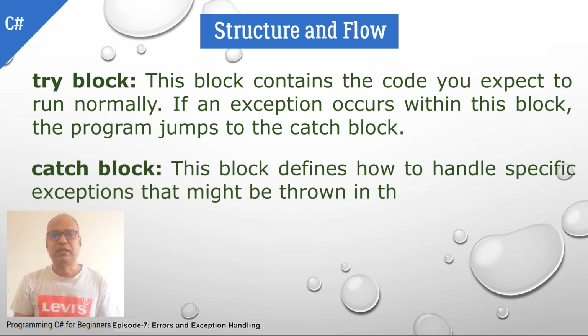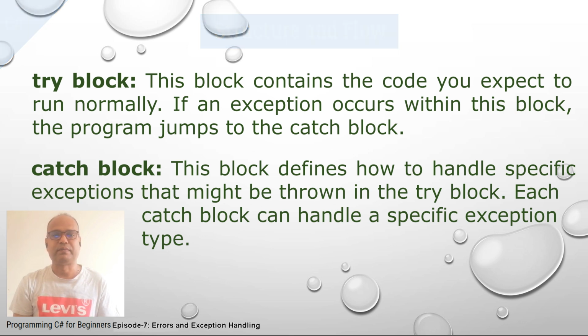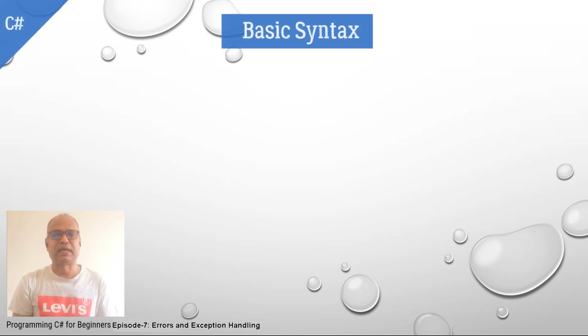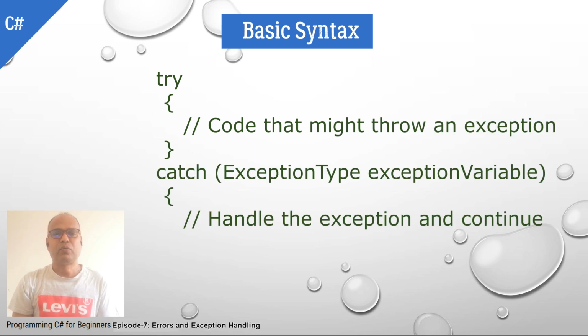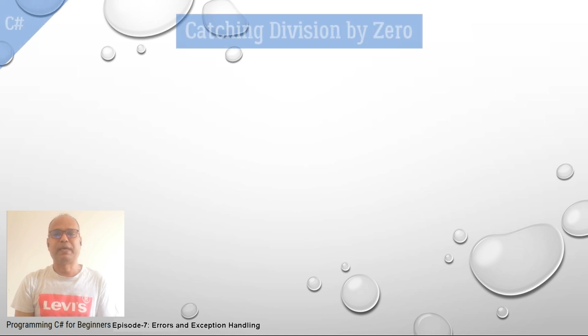Catch block. This block defines how to handle specific exceptions that might be thrown in the try block. Each catch block can handle a specific exception type. Here's the basic syntax. In the try block, code that might throw an exception. In the catch block, handle the exception and continue execution. Example, catching division by zero.